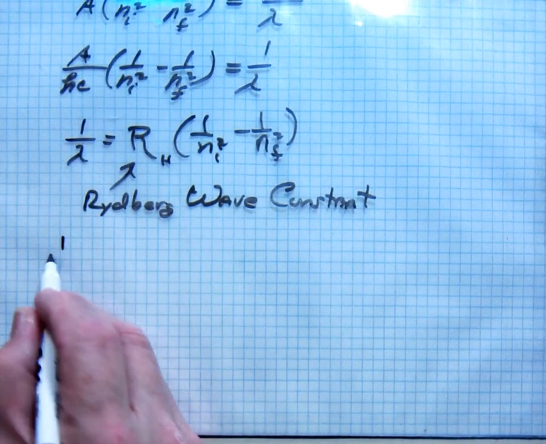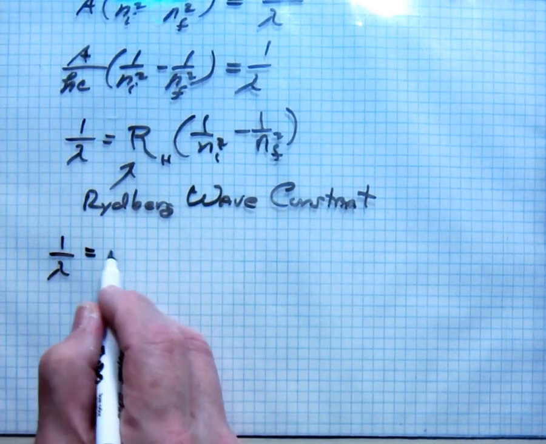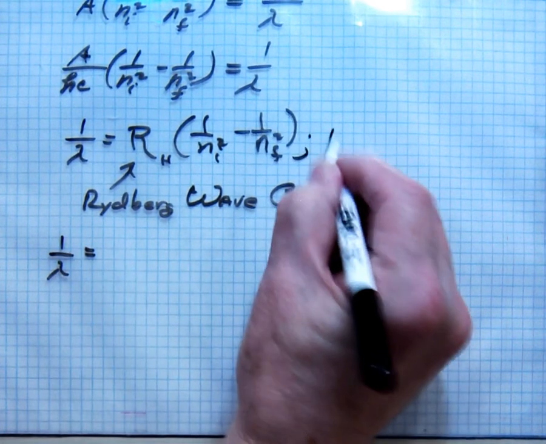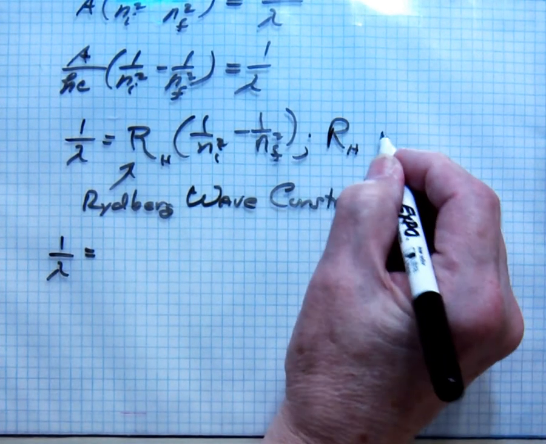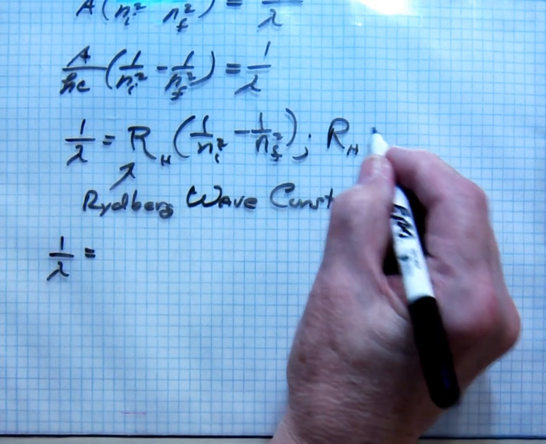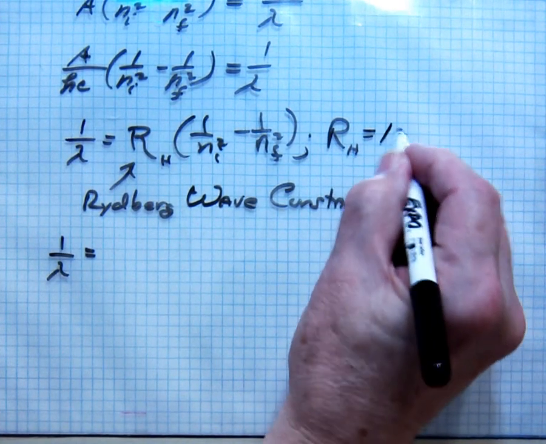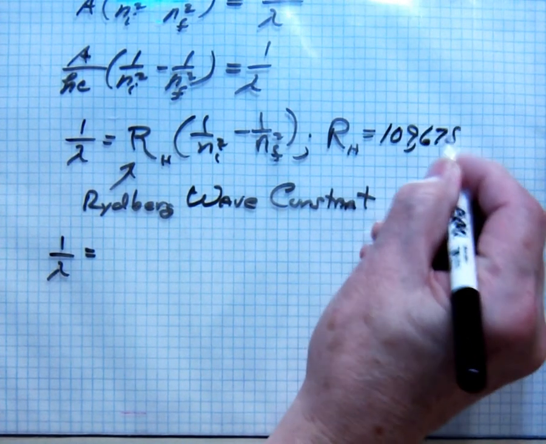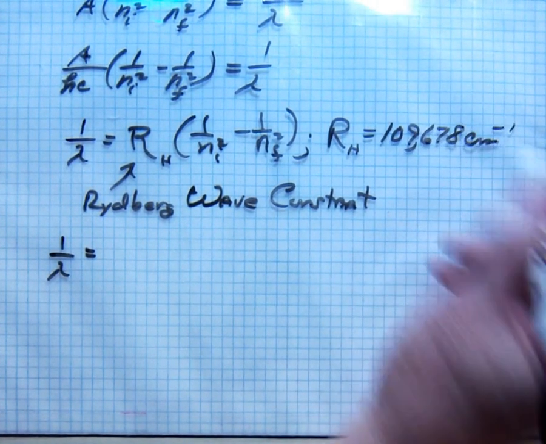So 1 over lambda is equal to R sub H. Oh, I forgot to tell you what R is. R sub H is 109,678 centimeters to the minus 1. It'll be given.